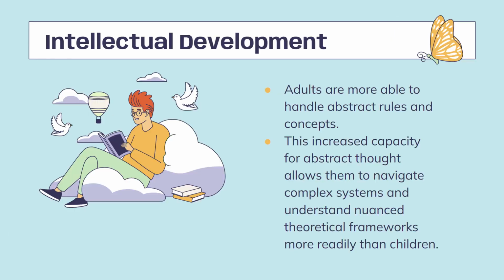So the first point is intellectual development. Adults are more able to handle abstract rules and concepts. This means they can think beyond the present and understand more complex or theoretical ideas. For example, an adult can learn grammar rules such as verbs changing with tense and apply them, while a child needs a simple example like I eat versus I ate.